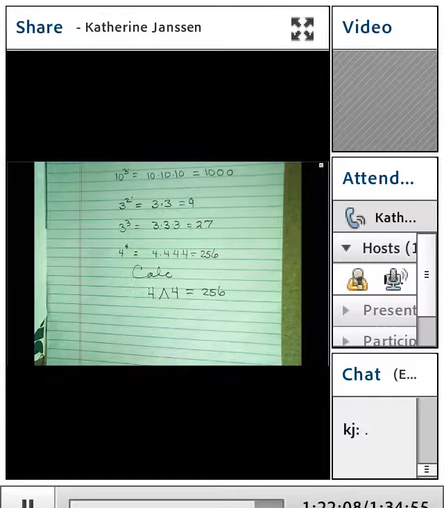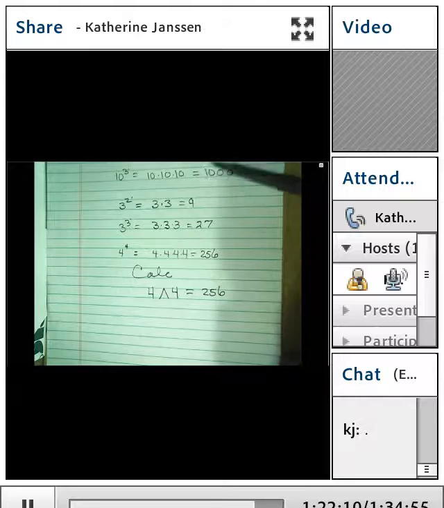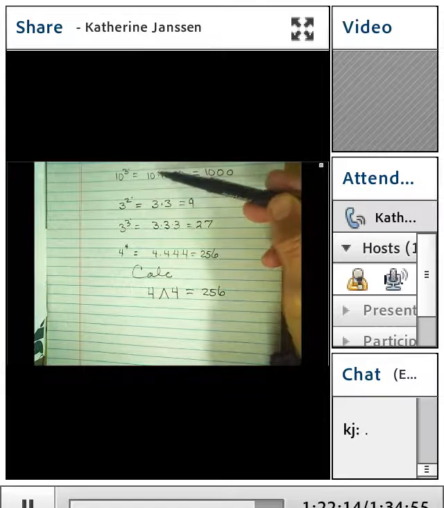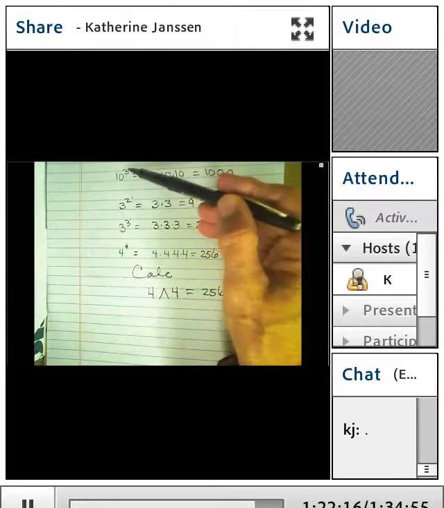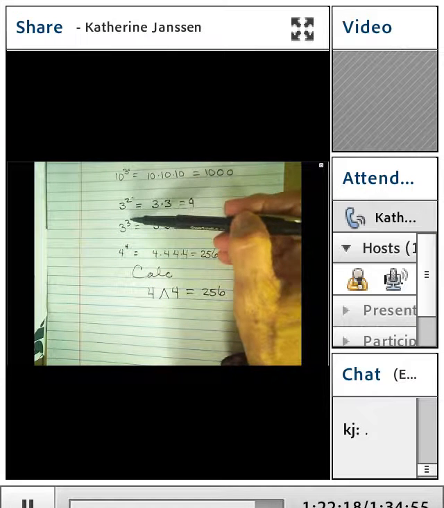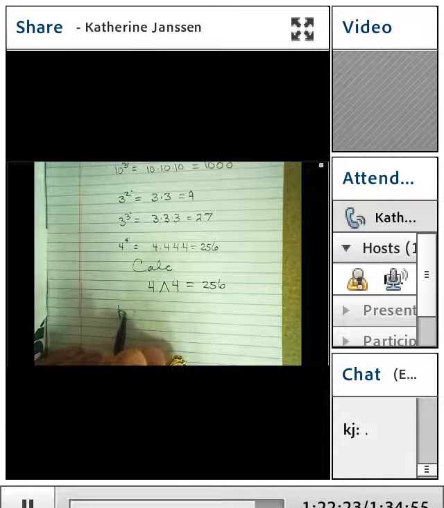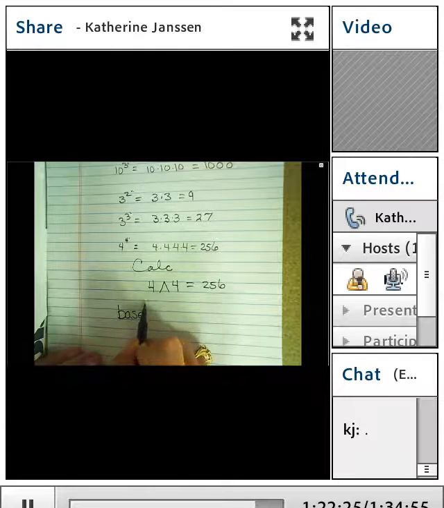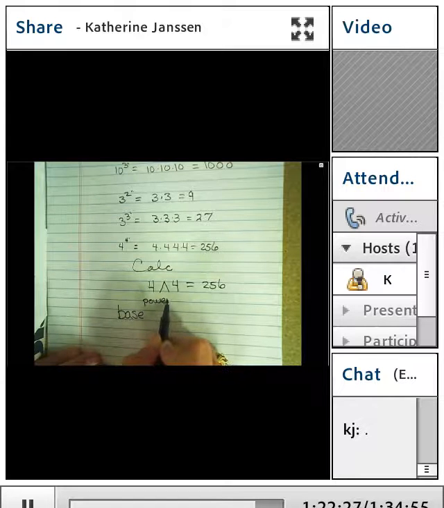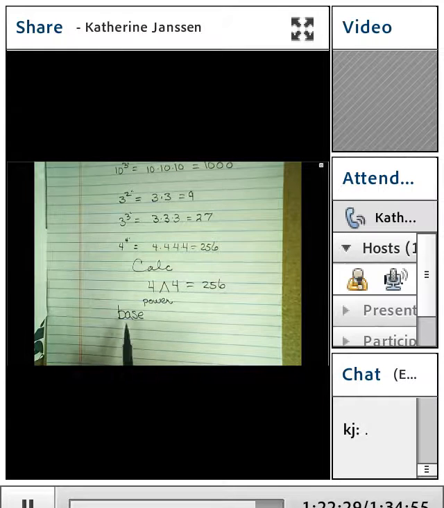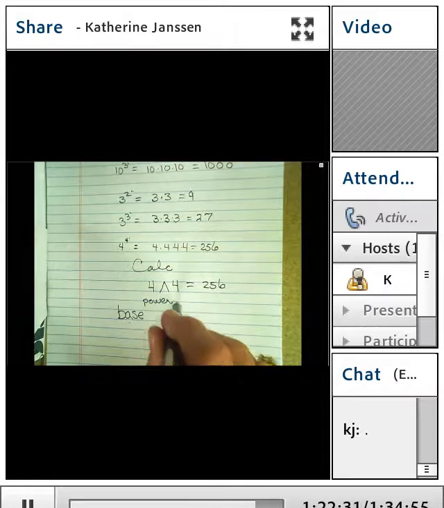Remembering that exponents are a shortcut for multiplication. The shortcut is that the base times itself a given number of times. So exponents, we have a base raised to a power. And it's the base times itself. How many times?